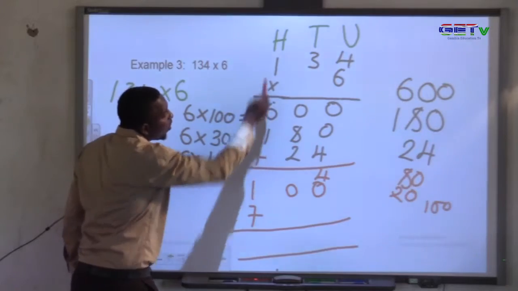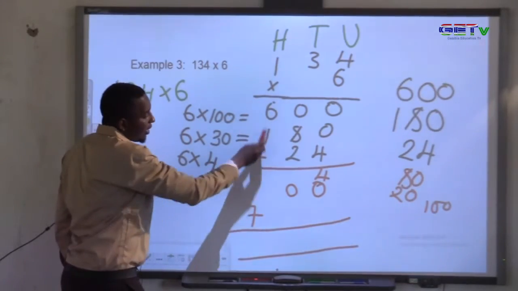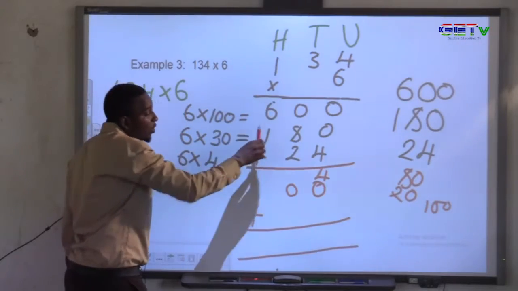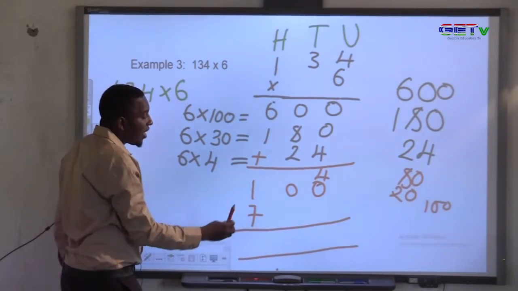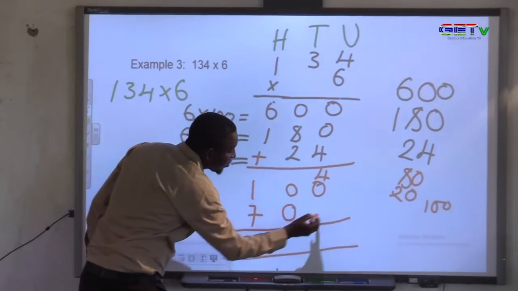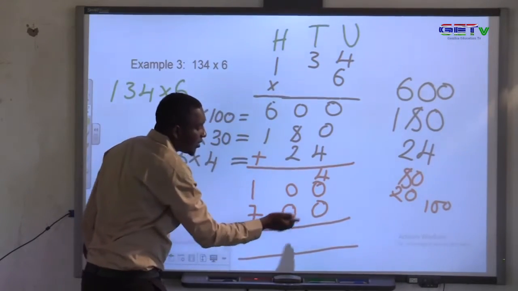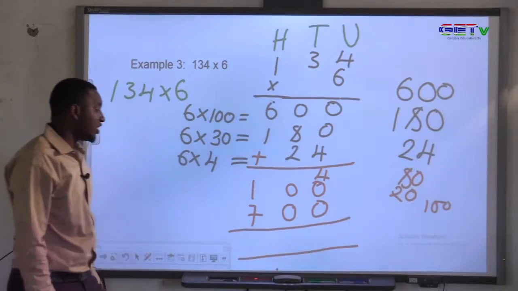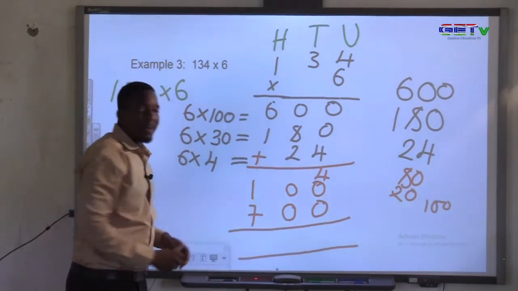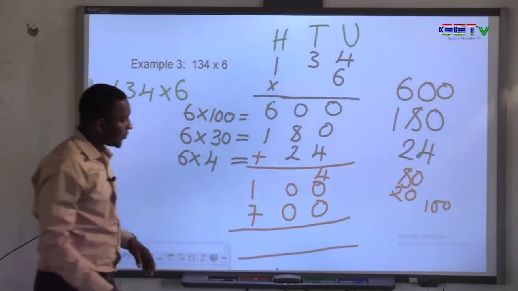But there are 600s here, and on the 1 here there is only 100. So 600 plus 100 will give us 700. That is why we have 7 under the 100 column, but we can equally put zeros here to show that there are no tens and there are no units. So that is going to give us 700. Then finally, we are going to add what we have to get the final answer.